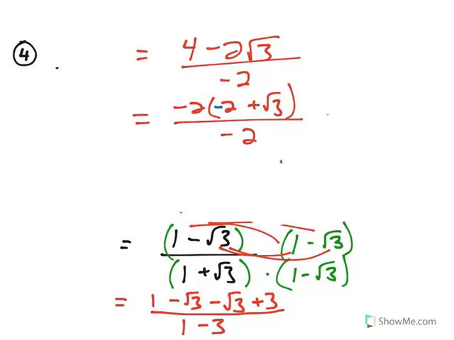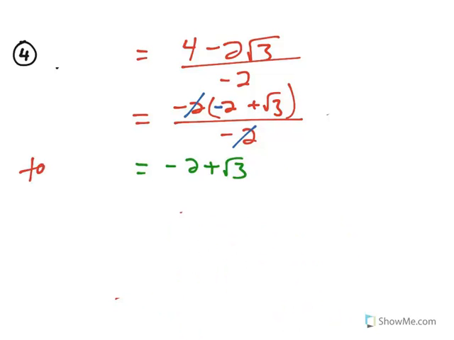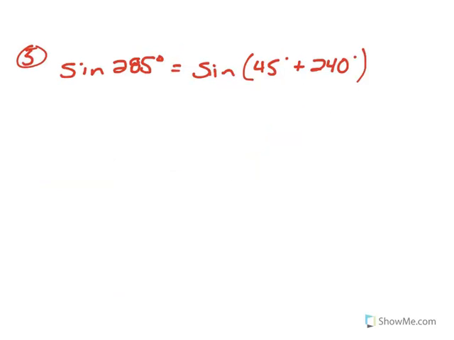Then I can divide the numerator and denominator by this negative 2, and I'm left with negative 2 plus the square root of 3. So tangent of 165 degrees equals negative 2 plus the square root of 3, or square root of 3 minus 2.